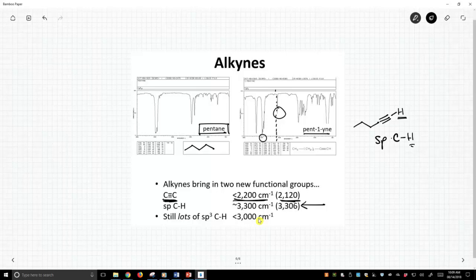This sp CH shows up at about 3300 wave numbers, and they tend to have a nice sharp peak. So if you have a terminal alkyne, you should also see that CH. So these are examples of how we will see and identify different functional groups in an IR spectrum, and these are just the hydrocarbons.